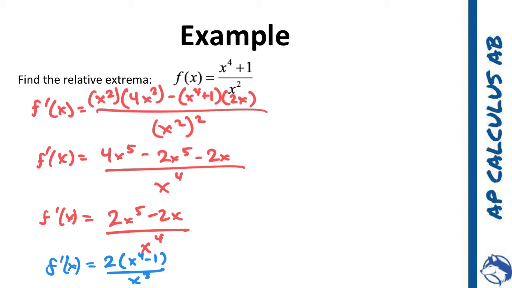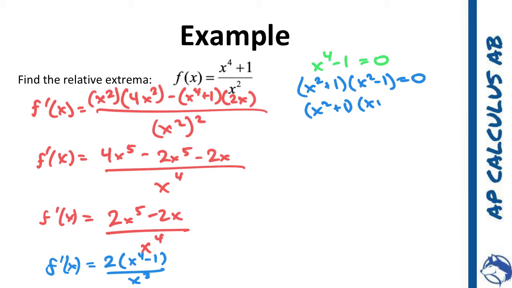Great. So at this point, what I'm looking for are the points where the numerator is equal to 0 and where the denominator is equal to 0. Well, that 2 is factored out, so the important part for the numerator is just x to the fourth minus 1, which is equal to 0. I can then split this into x squared plus 1 and x squared minus 1 is equal to 0. And so x squared plus 1, and then this is x plus 1, x minus 1 is equal to 0.